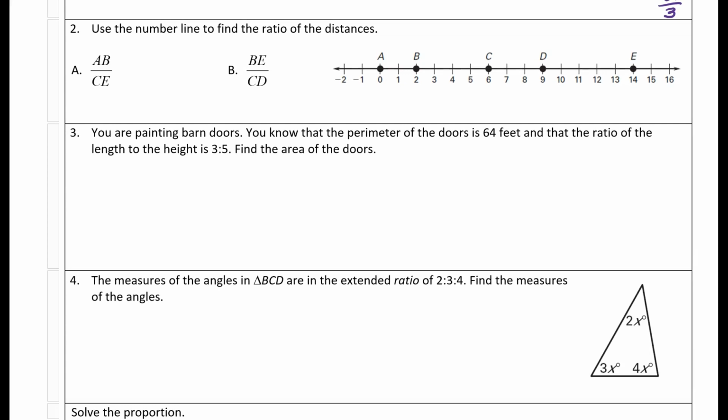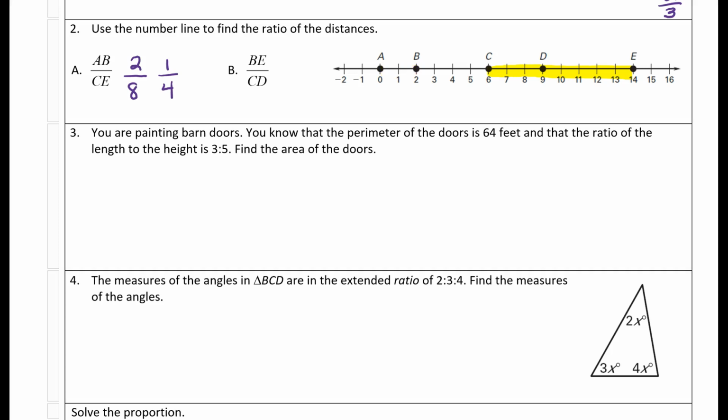So number 2 says, use the number line to find the ratio of the distances. Again, we must follow the ratio in order. So from A to B is here, that is 2 units. And from C to E, it is from 6 to 14, so that is going to be 8 units. So 2 units to 8 units reduces to the ratio of 1 to 4.